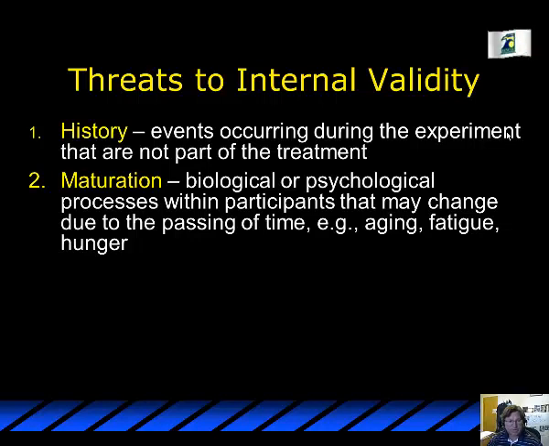Seasonal changes might also be considered under this threat to internal validity. For example, between September, when the research study begins, and December, when the study ends, participants become less physically fit due to less daily activity because they are in school all day and the weather is bad. This loss of fitness counteracts the effect of the experimental treatment. A control group receiving no treatment can be an effective check on the maturation threat. So this is the biological or psychological processes within participants that may change due to the passing of time.